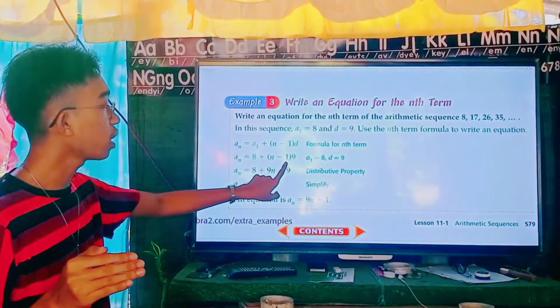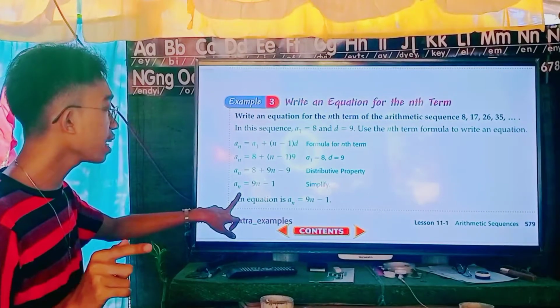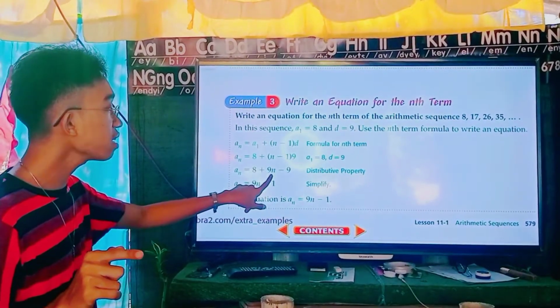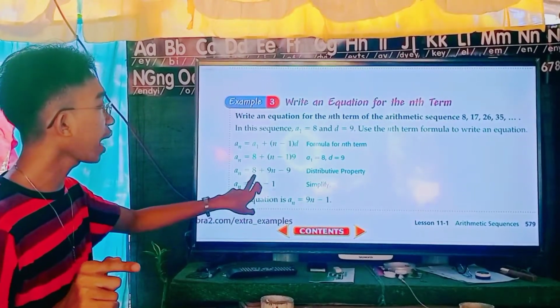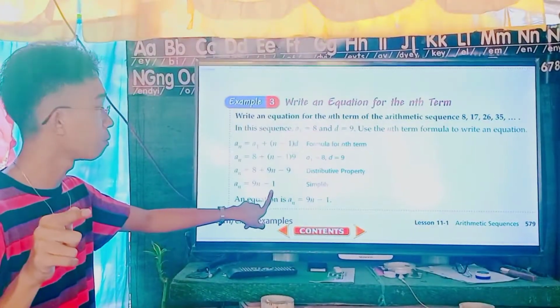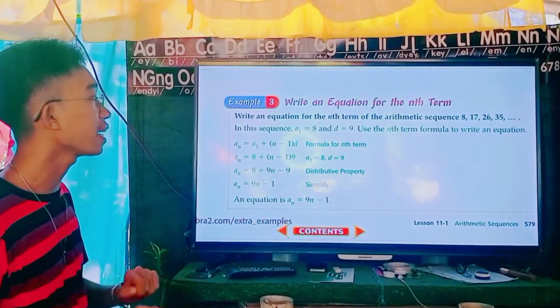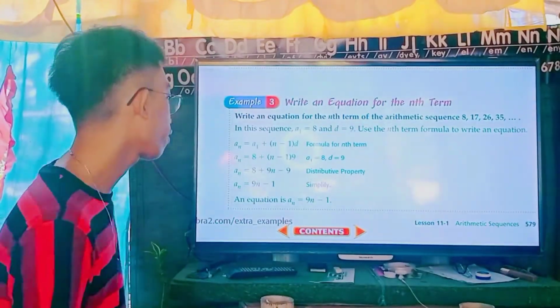9 times negative 1, that is negative 9. So a sub n here is equal to 9n minus 1, because 8 minus 9 is negative 1. So our equation is a sub n is equal to 9n minus 1. So that is now the answer for this problem.